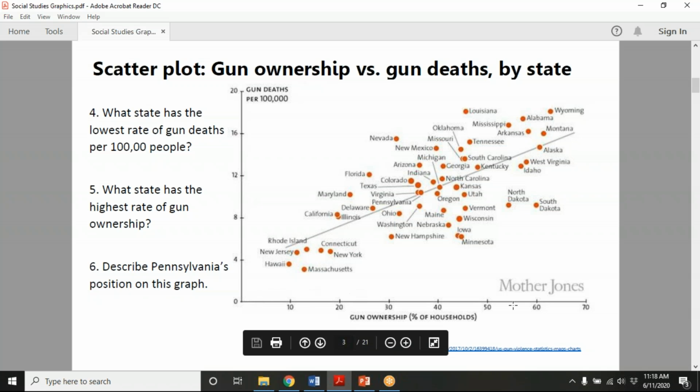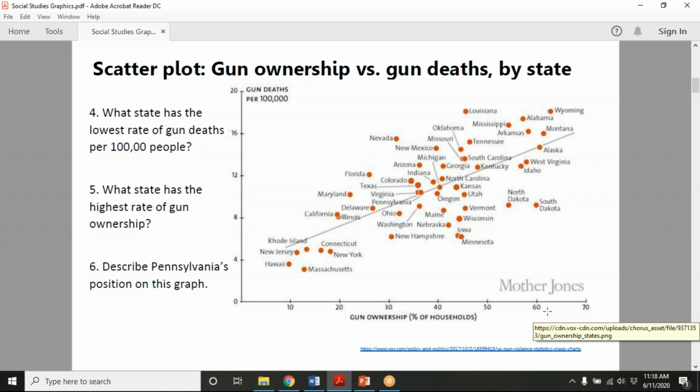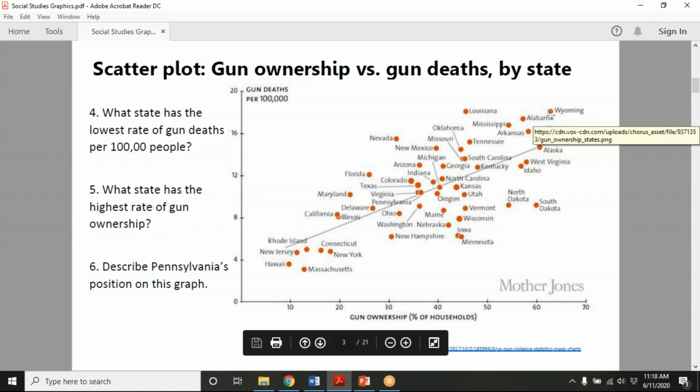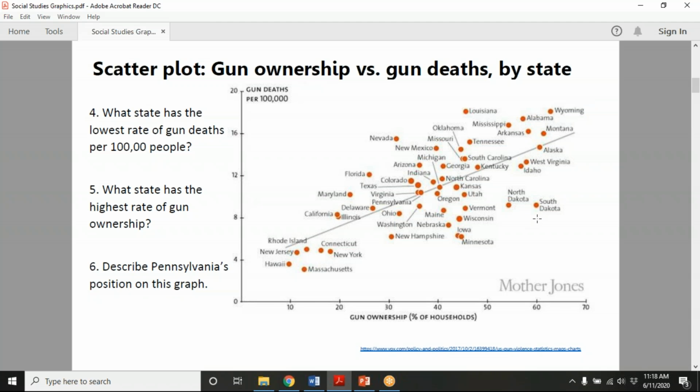Okay. What state has the highest rate of gun ownership? So that is the left to right horizontal axis. What state has the highest rate of gun ownership? Wyoming, right. And it doesn't matter that it's high, we're only looking farthest to the right, and it looks like if you draw a line down, Wyoming is just slightly the longest. Okay, now we might call it a tie, Wyoming with Louisiana.